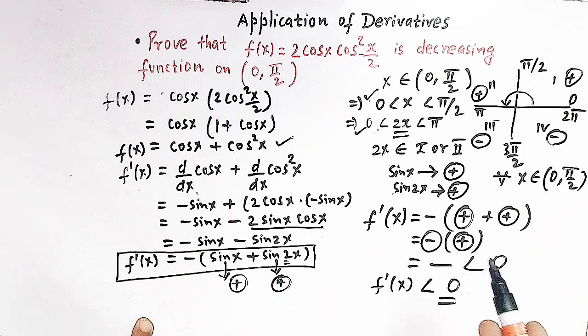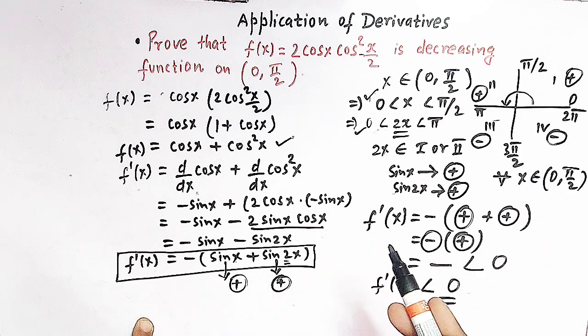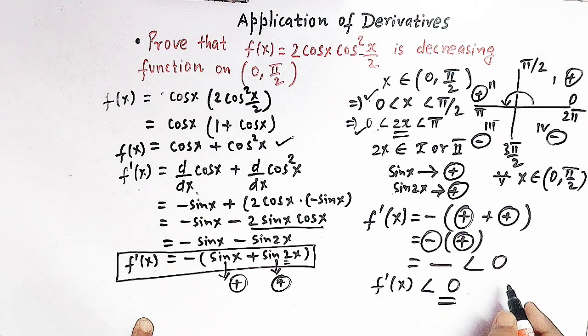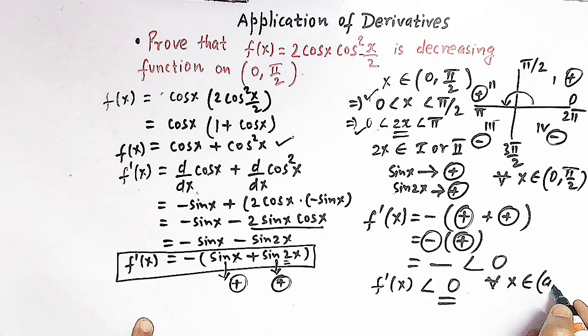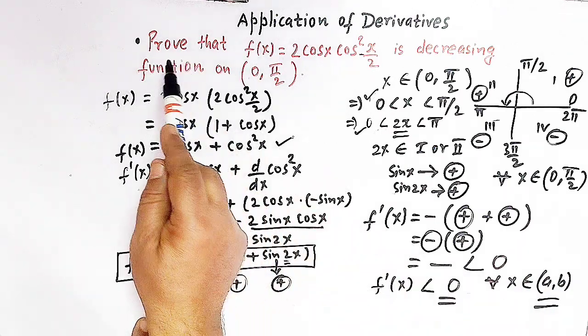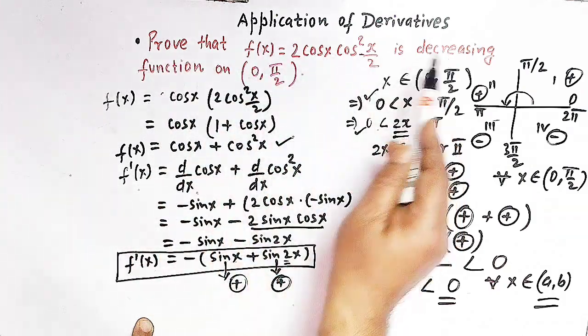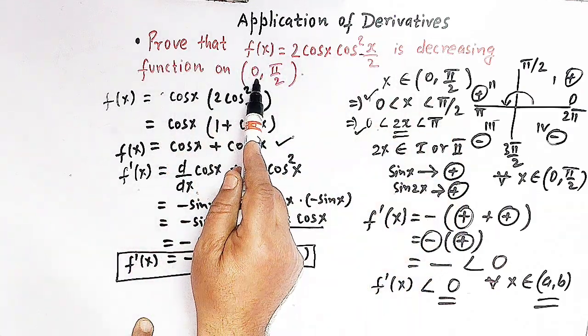So as per the definition of decreasing function, a function is said to be a decreasing function if f prime of x is less than 0 for all x belonging to the interval a comma b. So this is how we can prove that this function is a decreasing function on this interval.